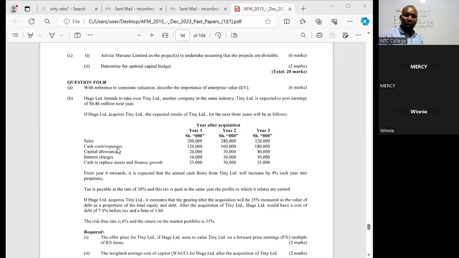Then they are saying that from year 4 onwards, it is expected that the cash flows from Tiny Limited will increase by 4% each year into perpetuity. So what are we saying here? You look at this thing. We are told that there is year 1, year 2, year 3, which you can be able to calculate the cash flows. Are we together? You can be able to calculate cash flows for year 1, year 2, year 3. But we are told that now from year 4, these are the cash flows in Tiny Limited.